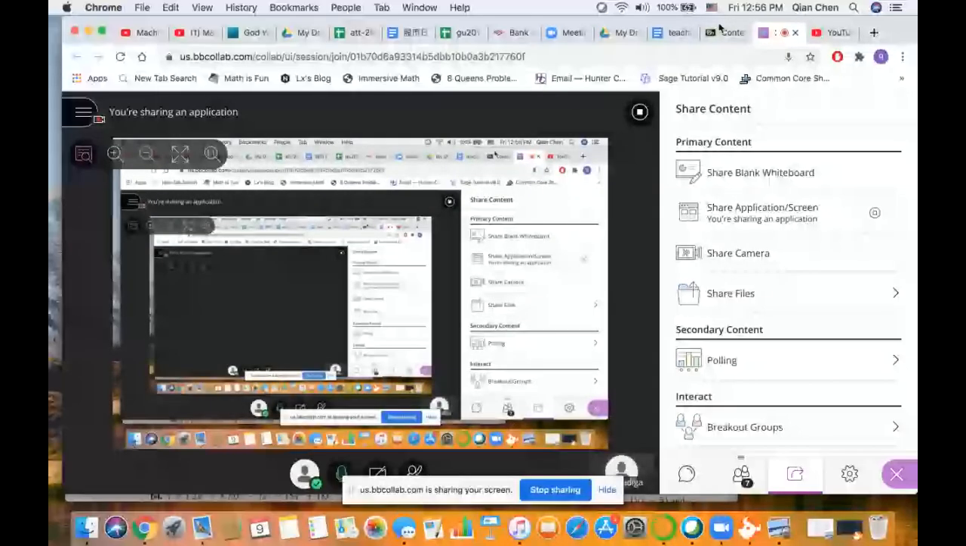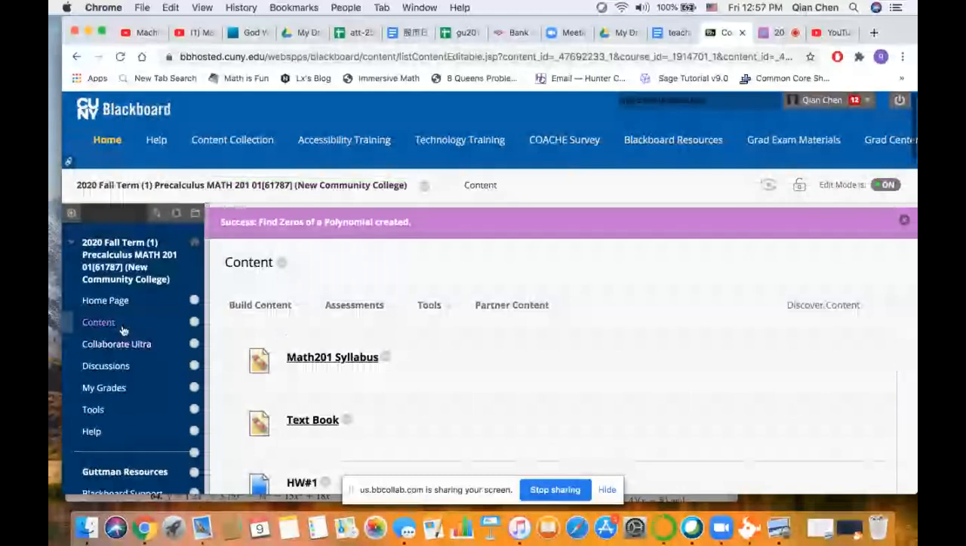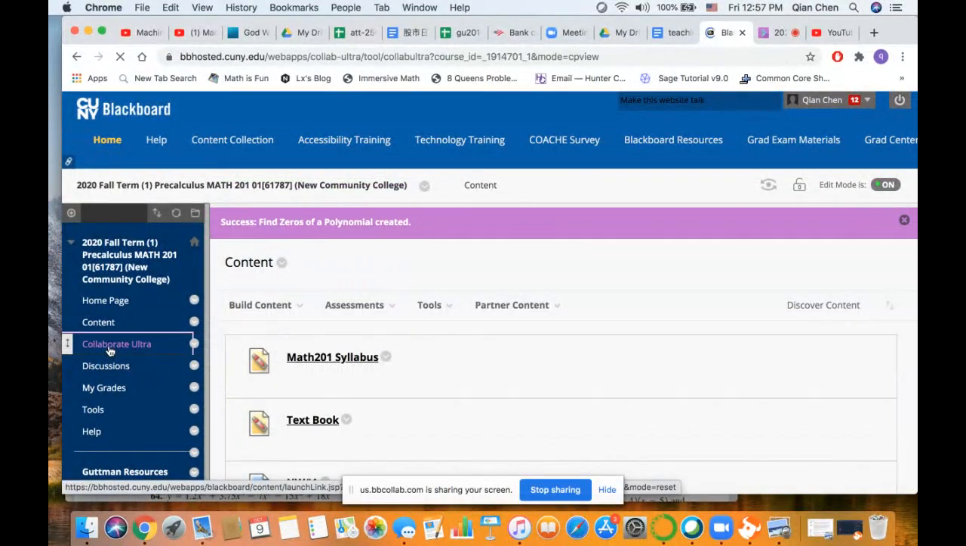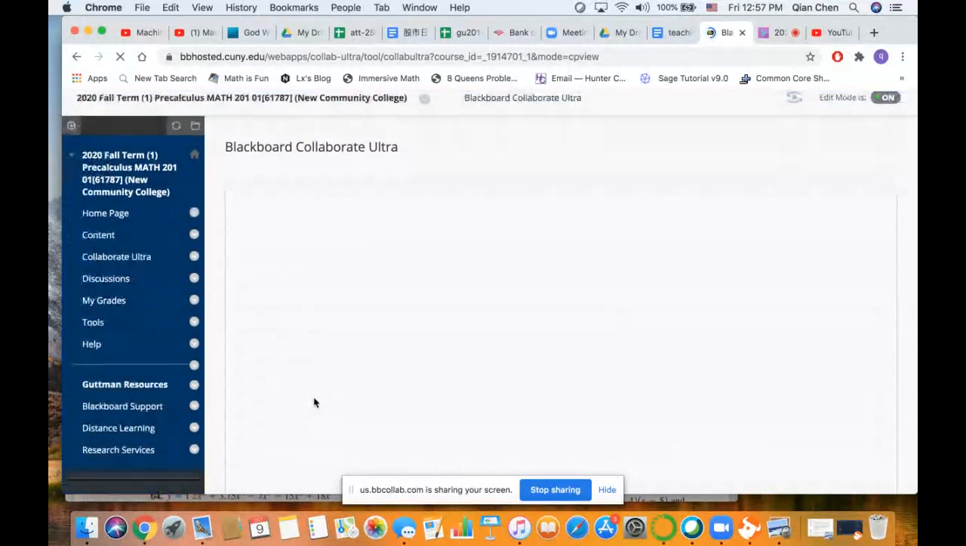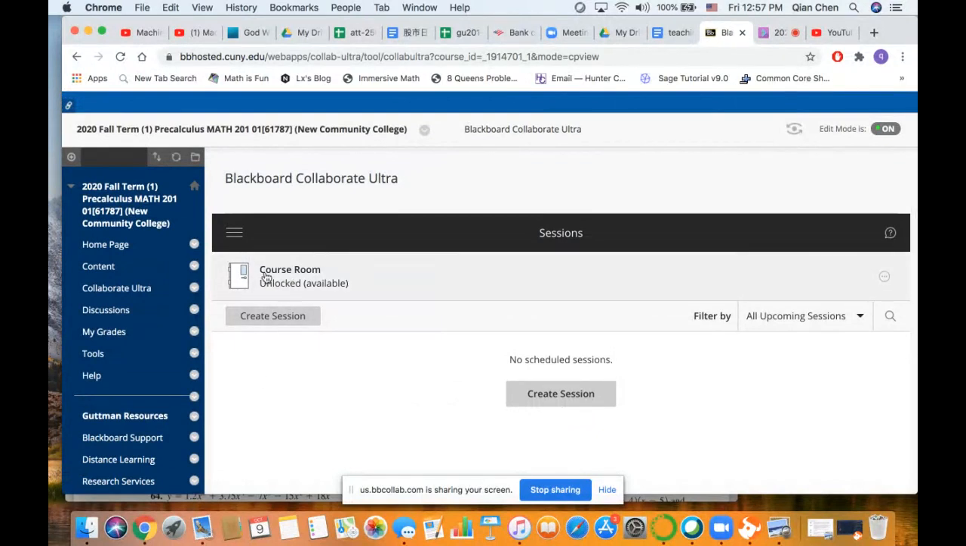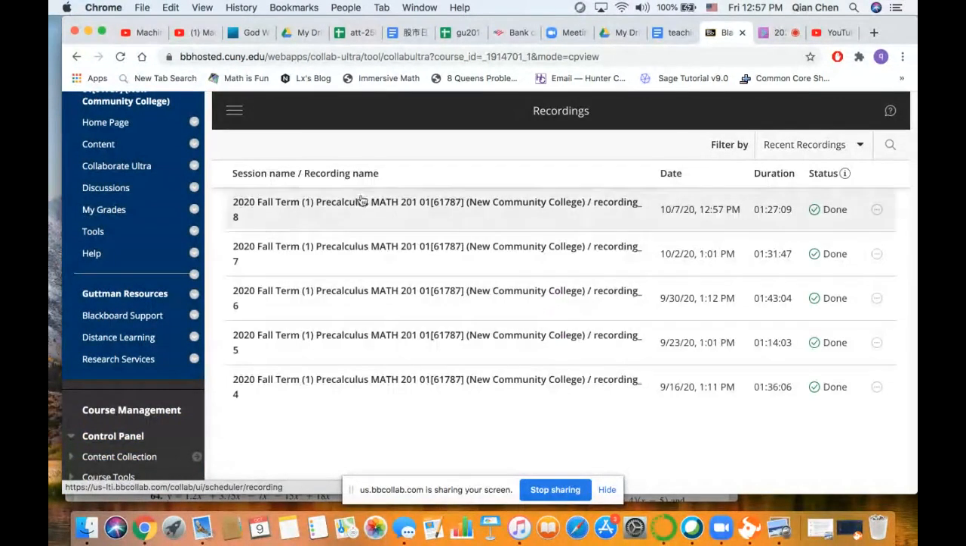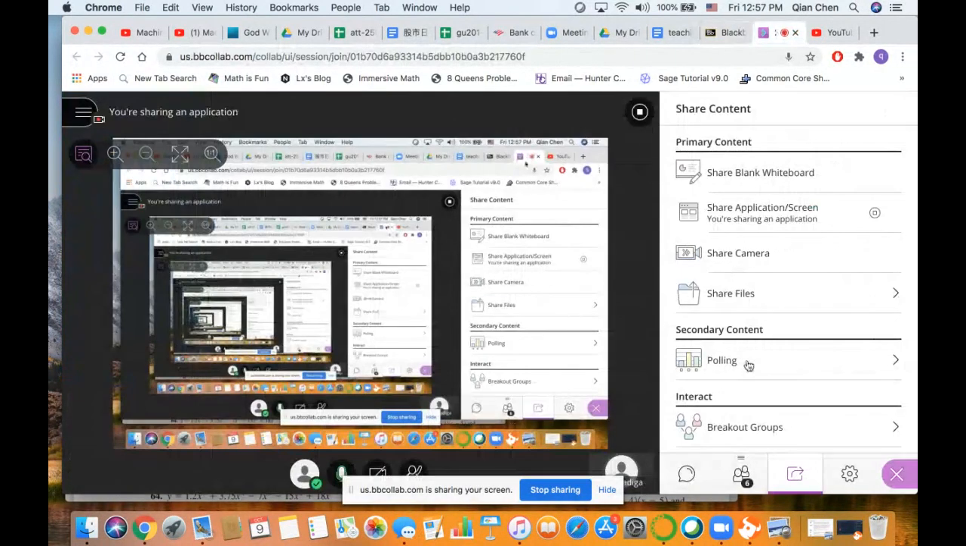Okay, do you know where to find the recordings? This is how you find the recordings. Before you get into the classroom, let me share this with you again. You go to Collaborate Ultra, right? Before you click on course room, you see these 3 bars, menu. The recordings are here. All the recordings. Okay, any other questions?